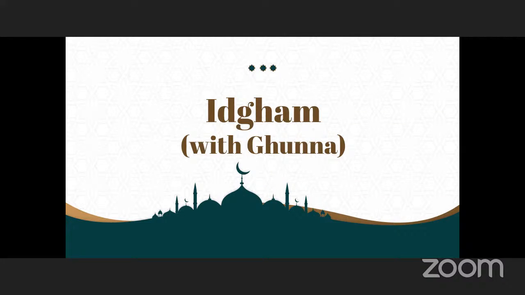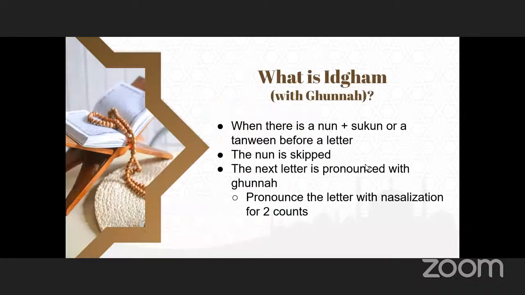So last class, we went over idgham without ghunna. That was when you have a letter that comes after a nun sukun. So what you do is you skip the nun sukun and you go to the next letter and you put a shadda on it. And this only applies to lam and ra. So if you have a lam or ra, and before that you have a nun sukun or a tanween, then you just skip the nun sound and go straight to the lam or ra. And we went over a few examples in the last class.